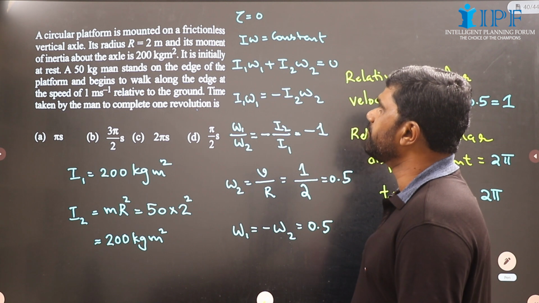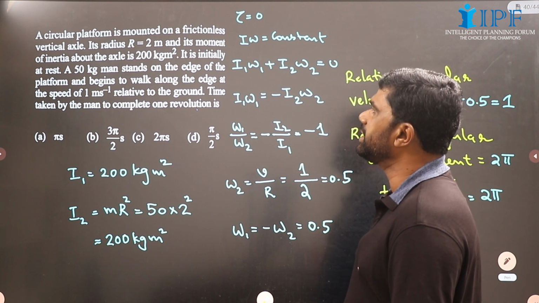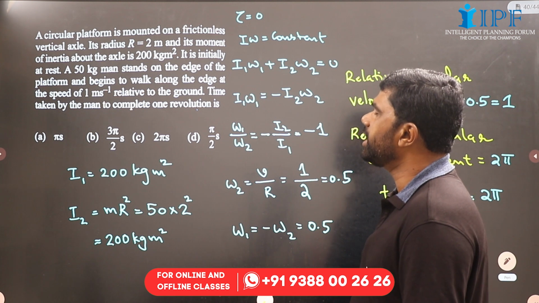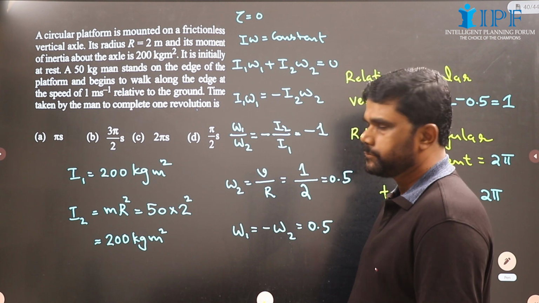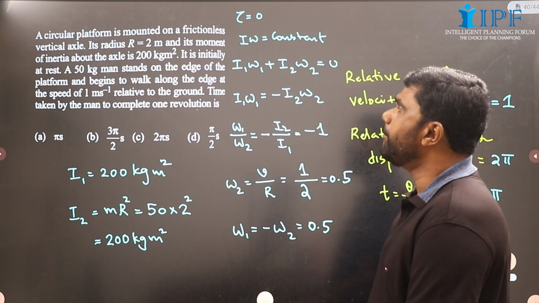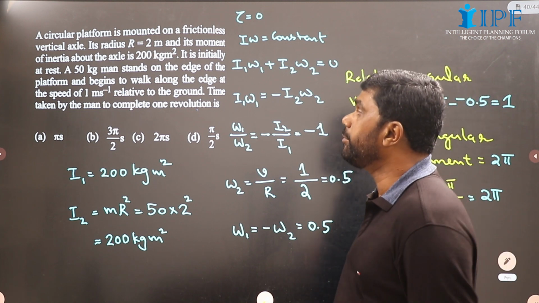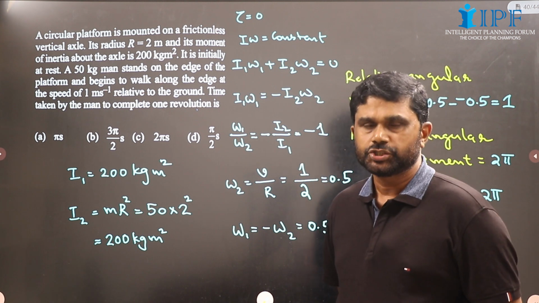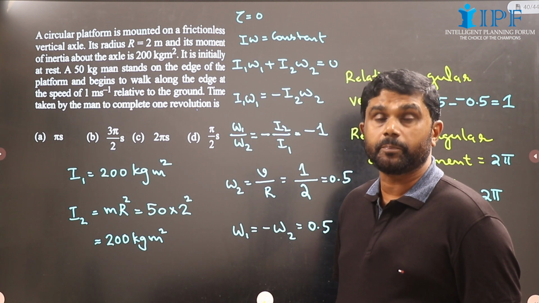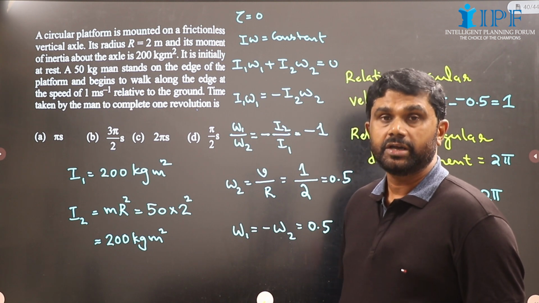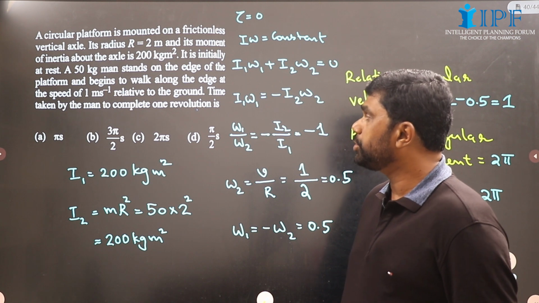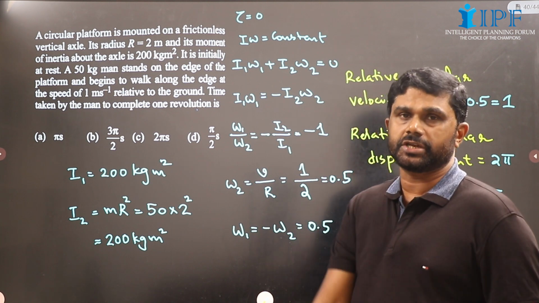A circular platform is mounted on a frictionless vertical axle. Its radius r equal to 2 meter and its moment of inertia about the axle is 200 kilogram meter square. It is initially at rest. A 50 kilogram man stands on the edge of the platform and begins to walk along the edge at a speed of 1 meter per second. So the man is moving in a circular path of radius 2 meter with a linear speed 1 meter per second. Time taken by the man to complete 1 revolution.